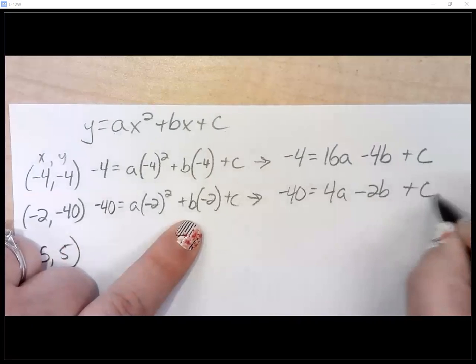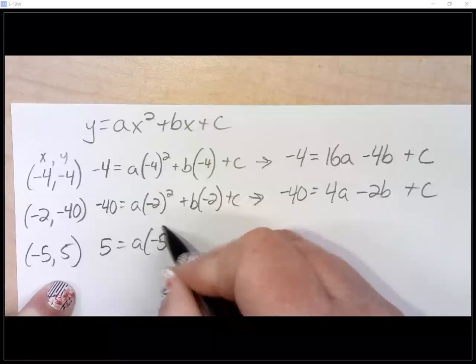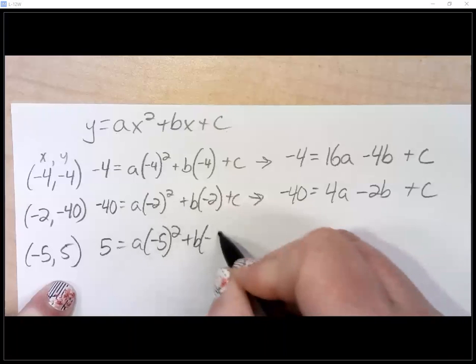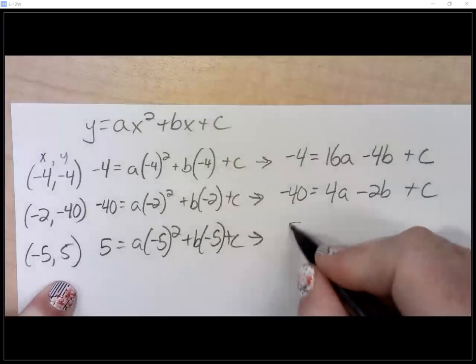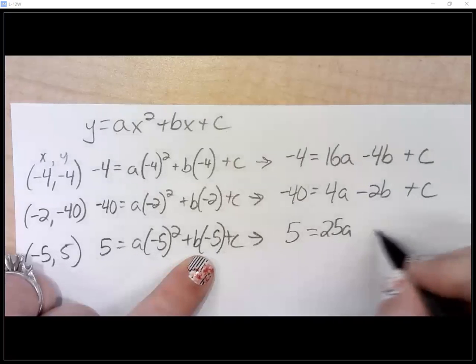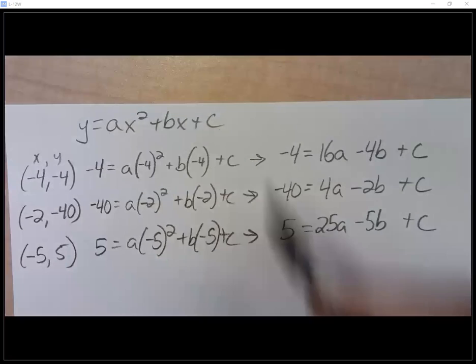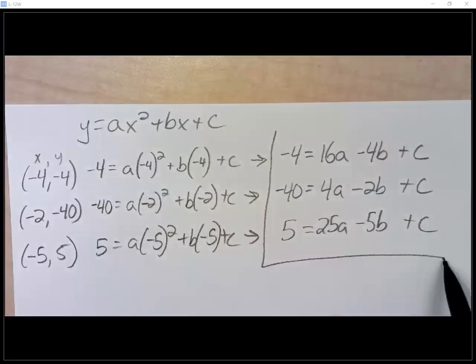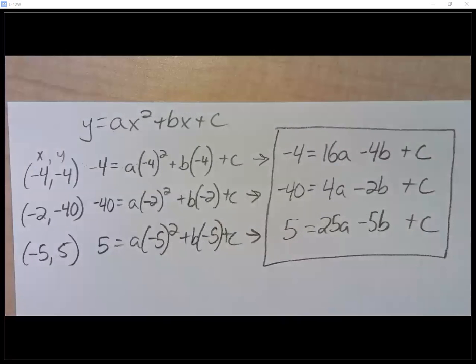And then the last one. Clean it up. And we are looking at 5 equals, that's now a +25A minus 5B plus C. So if you take a look at your work for number 8, you had to have had those 3 equations. So double check that you have them. They look like that. The signs are like that.